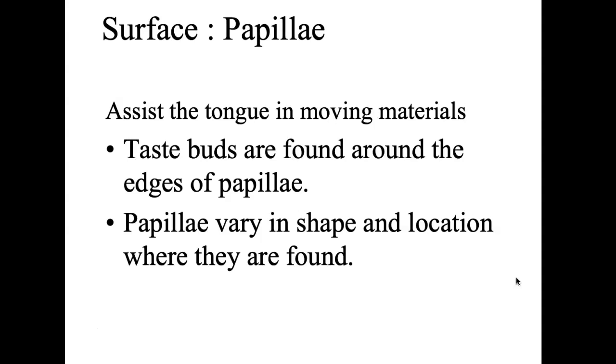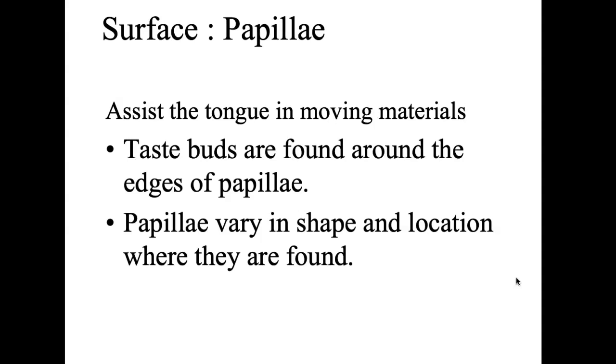On the surface of the tongue, there are papillae. One papilla, plural papillae. So this is going to assist the tongue in moving materials around in there, because when you have something slippery like a grape in your mouth, you're going to need to be able to anchor it there and not have it just slip and slide around. So these papillae are helpful in sort of attaching onto food.